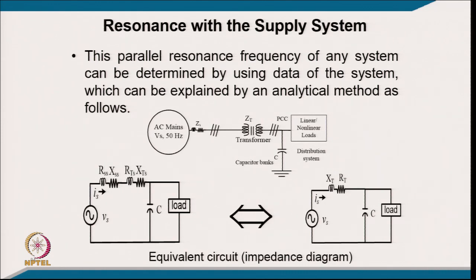The typical example here: you have a supply system with a source impedance, a step down transformer, and then a capacitor bank, maybe for improving the power factor, and then a nonlinear load, which we can keep on an equivalent per unit basis. The source impedance may be referred to the load side, and then we have the transformer short circuit impedance, resistance and reactance, and then we have the capacitor and the load, and this can be lumped together as an equivalent impedance.